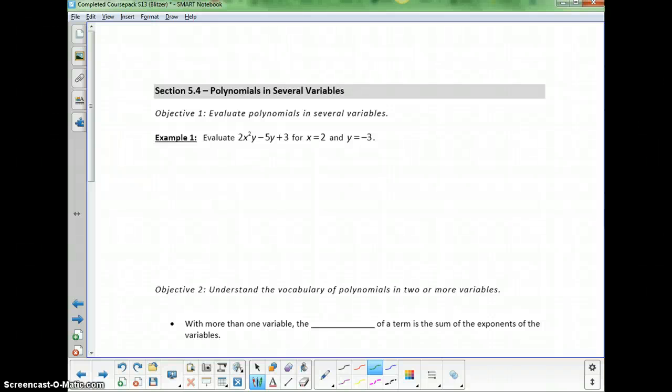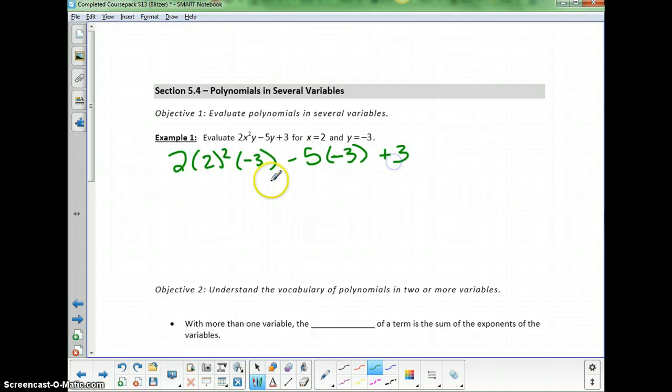In section 5.4, we're going to look at polynomials in several variables. In the first example, we've got 2x squared y minus 5y plus 3. We're going to evaluate it for x equals 2 and y equals negative 3. So we start off with 2 times x squared times y minus 5 times y plus 3. And we're going to simplify this using order of operations.